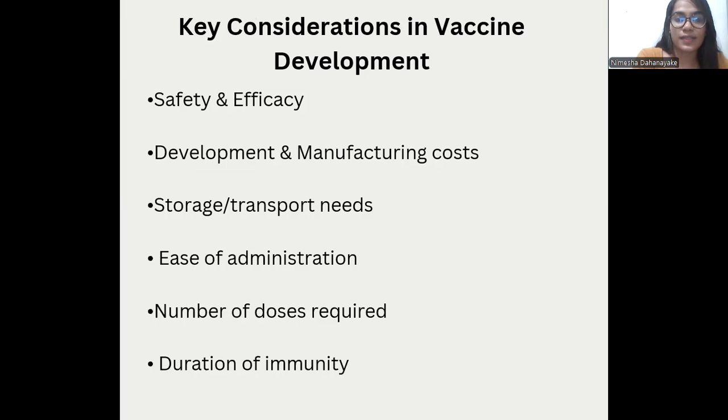When designing vaccines, we must consider safety, efficacy, cost, storage, ease of administration, number of doses, and the duration of immunity.